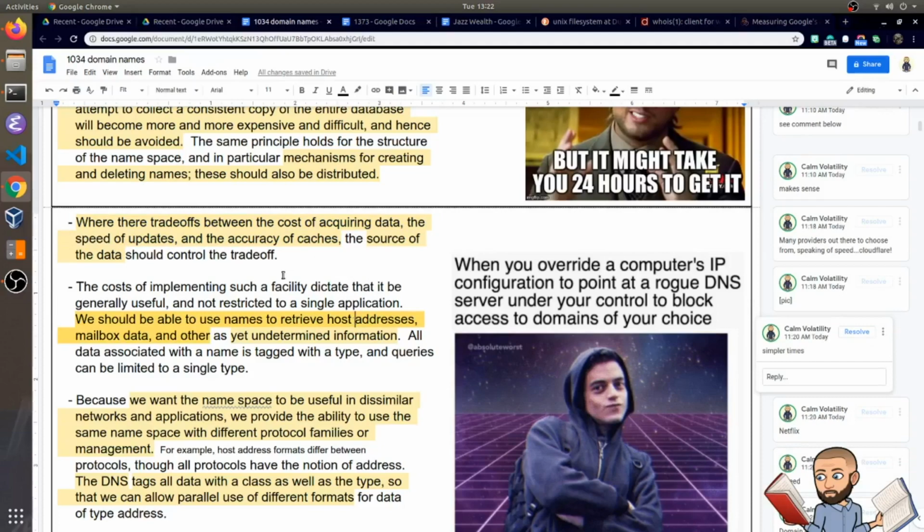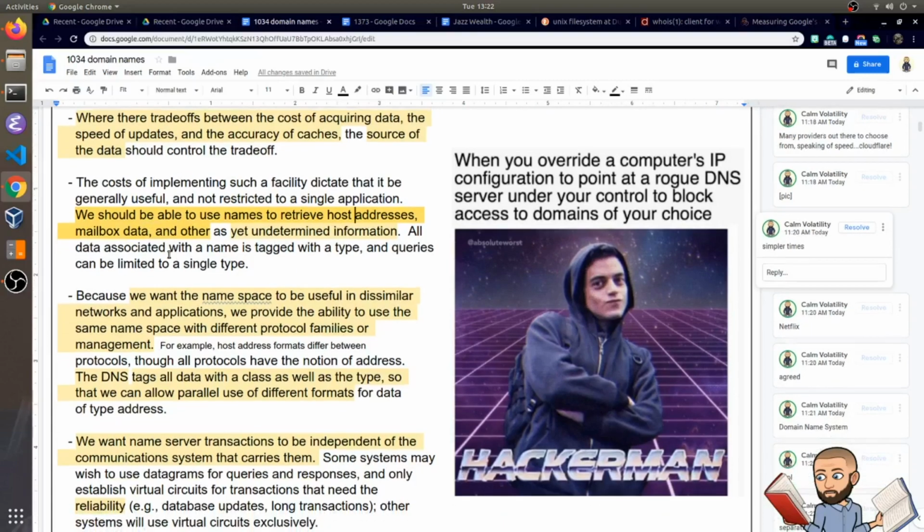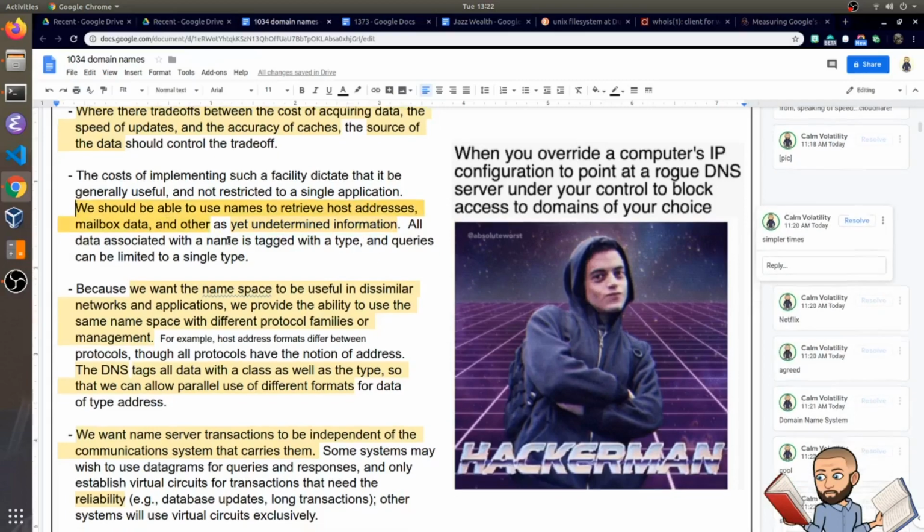So thinking back to these simpler times they lived in at the time of this RFC, the 80s, right? They wrote that we should be able to use names to retrieve host addresses, mailbox data, and other as yet undetermined information. So the first thing that came to my mind was Netflix data. Yes, DNS helps us do that.